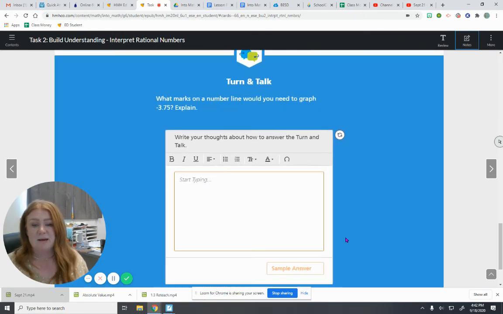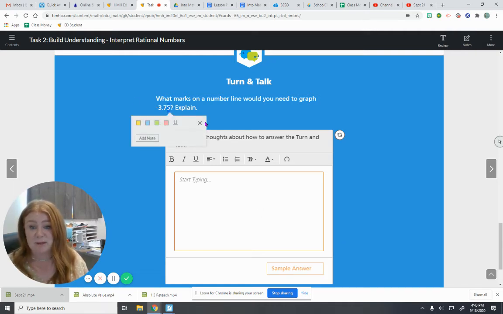Okay, and I want you to think about what marks you would put on a number line to graph negative 0.375. And there's more than one answer here. So take a second and pause and do that and come back and hear some of my thoughts about it. So one way you could do that is I can see this 5 is in the hundredths place here.